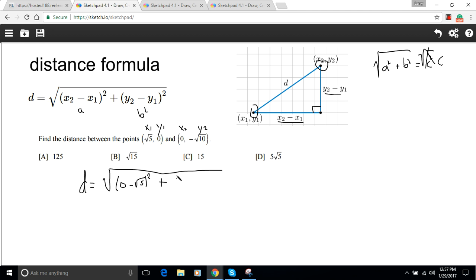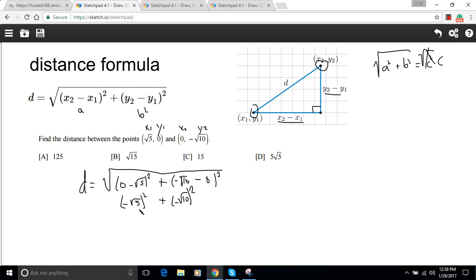Then we add that to same thing for the y values. So y2 is negative square root of 10. And we subtract y1, which is 0. And then we square that. All right, let's see if we can simplify what's inside the parentheses here. 0 minus the square root of 5 is just the negative square root of 5. And that's going to get squared. And then negative square root of 10 minus 0 is just negative square root of 10. And that's going to get squared.